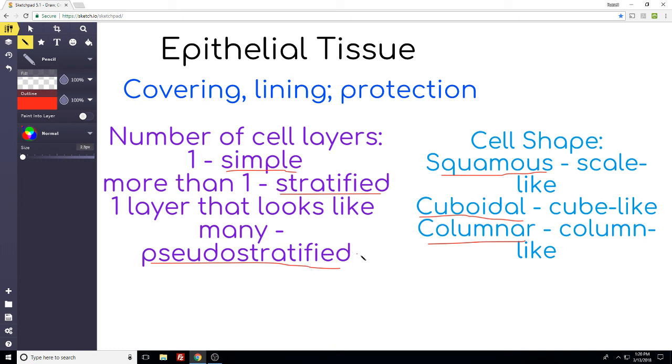All right, so I'm going to go ahead and stop this lecture, and then in the next one we will start talking about the different epithelial tissue types and where we would find them.